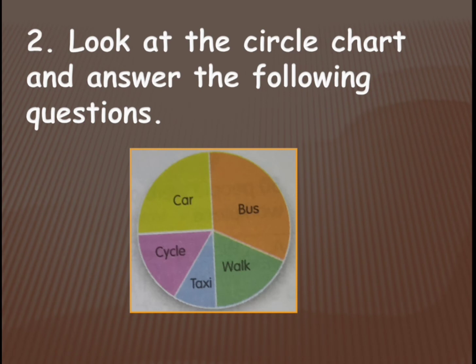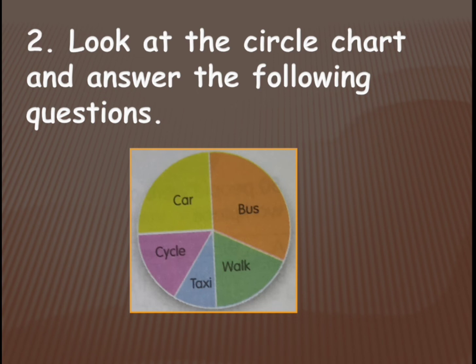Look at the circle chart and answer the following questions. If you see the circle chart, children, you can see names of different vehicles like bus, car, cycle, taxi and walk. I want you to do this sum in your content book only, in page number 158, because here we are not writing anything. Looking at the picture, you need to answer the questions.